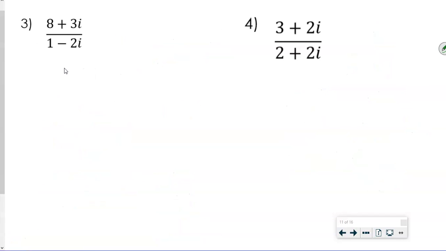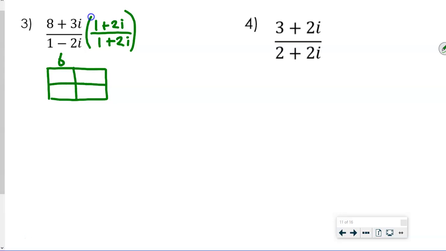So these next two problems are going to be a little more complicated because we're going to have two binomials multiplied by each other on both the numerator and the denominator. So here again, we're going to put 1 plus 2I over 1 plus 2I. Again, we're only changing the sign of the imaginary part. So now when I do this, I'm going to actually use my box here to do this.